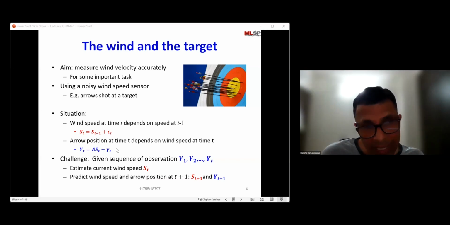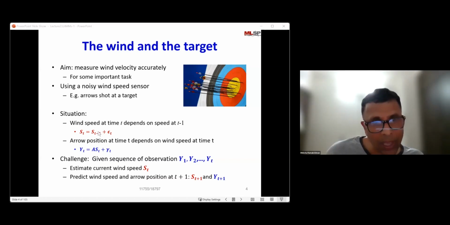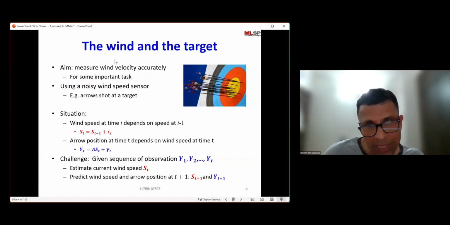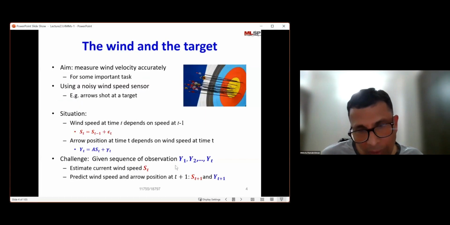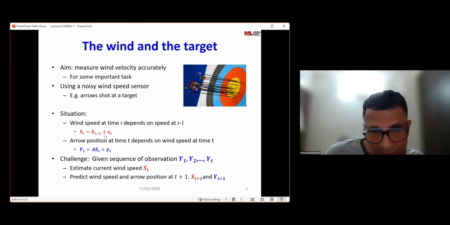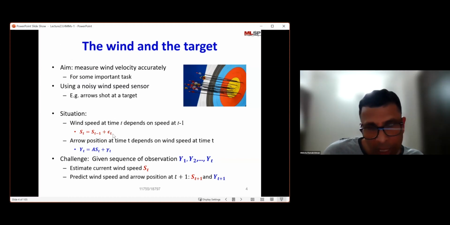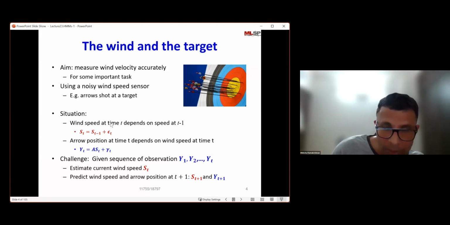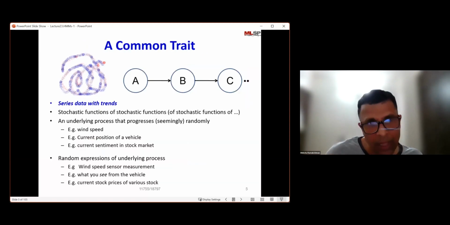And so you can see that this is the kind of problem where something interesting is happening. It's a time series data with trends. This trend of errors, so let's say the wind velocity is constantly increasing, then this epsilon would have a positive trend. Or if the wind velocity is just fluctuating around some constant value, then this would be some zero mean value. Regardless, from the sequence of observations, you can even get an idea of what the wind velocity is and how it is trending. So this is a time series data with trends.